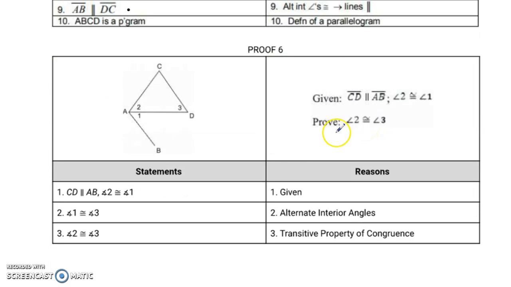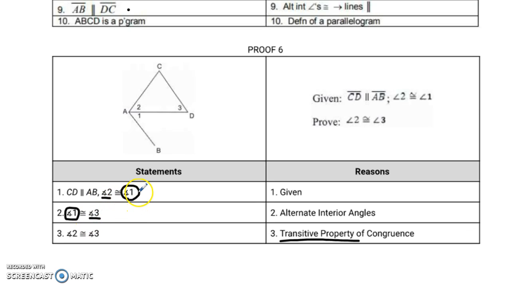Proof number 6, a very simple diagram. It's given to us that angle 2 is congruent to angle 1. This was a use of the transitive property. Transitive property says this. I know that angle 2 is congruent to angle 1. So angle 1 is congruent to angle 2. I also know that that same angle 1 is congruent to angle 3. Well, if angle 2 is congruent to angle 1, and angle 3 is also congruent to angle 1, then these two angles, angle 2 and angle 3, must be congruent to each other.